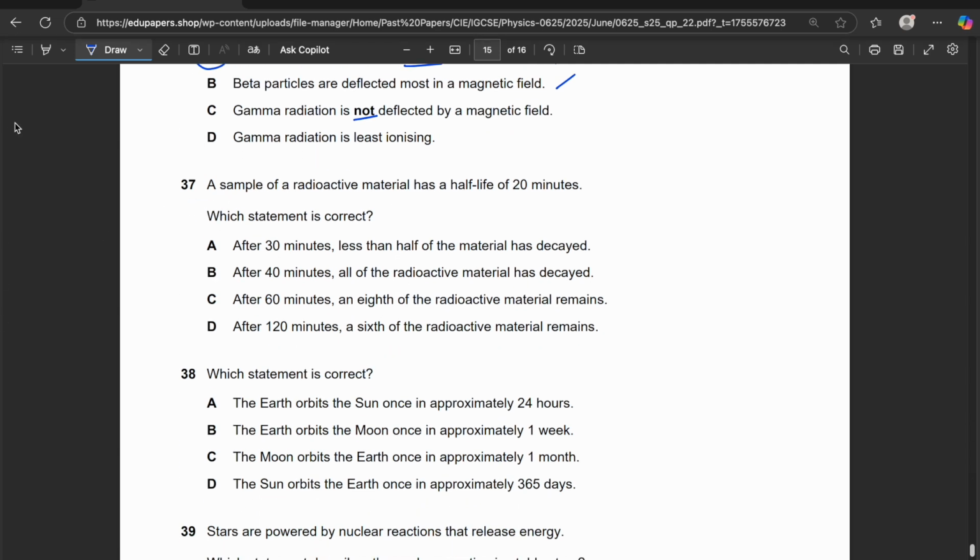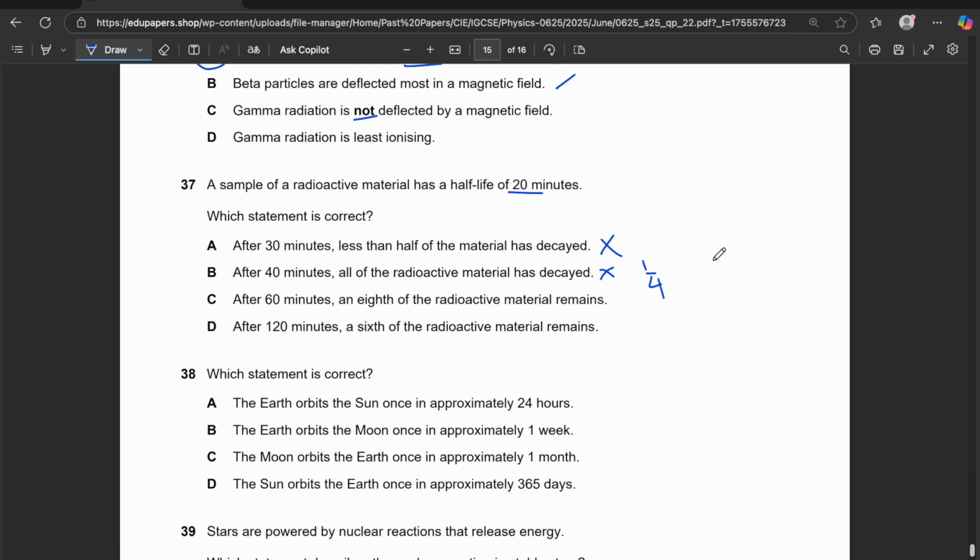37. A sample of radioactive material has a half-life of 20 minutes. Which statement is correct? After 30 minutes, less than half of the material has decayed. This is wrong because after 20 minutes, exactly half of it will have decayed. So after 30 minutes, more than half. B. After 40 minutes, all of the radioactive material has decayed. This is also not true. It's only after 2 half-lives, so 1/4 will remain.